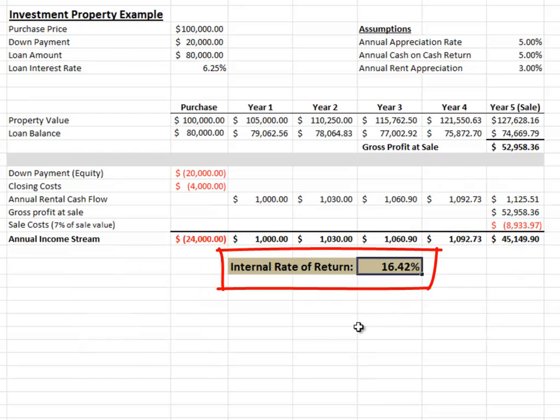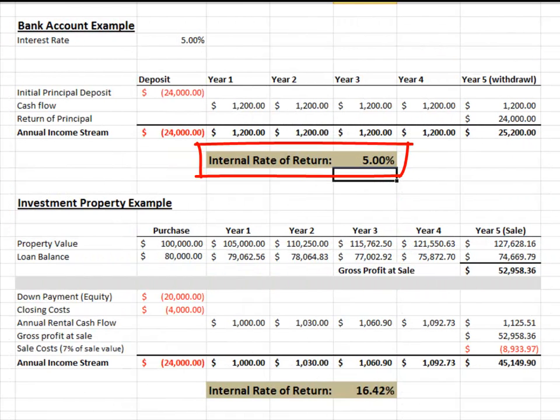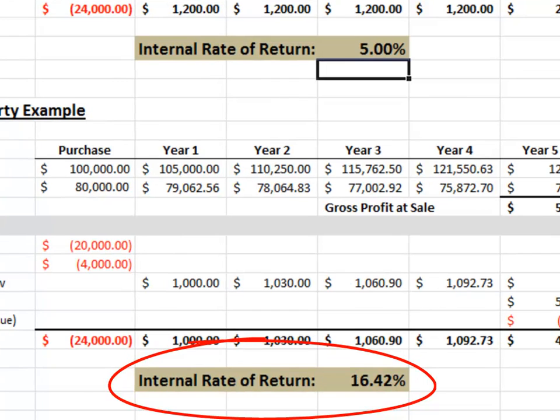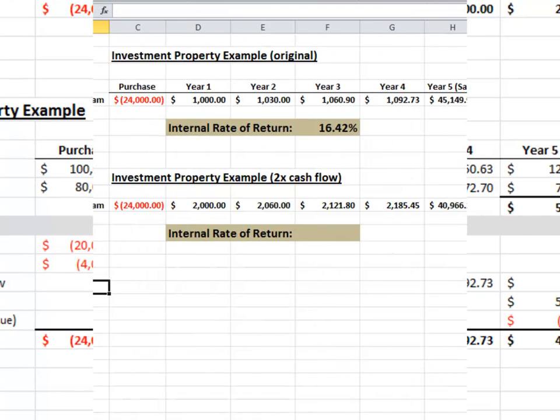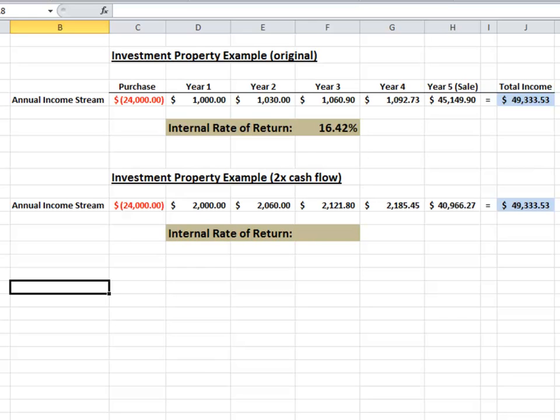Now we can compare our bank investment option against our investment property option and see which investment provides us the best return. Internal rate of return is a great way to measure returns on investment properties that pay out cash flows over the life of the investment. When investing, funds received earlier in the investment's term are considered more valuable than money received later. Let's look at a final example that would demonstrate this.